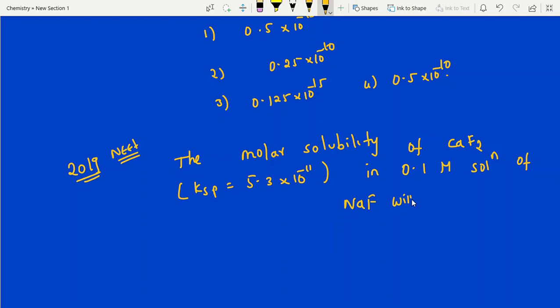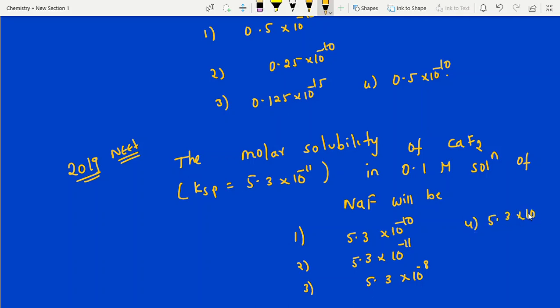If you add a common ion, what happens? Solubility definitely decreases. We have seen, no? So what is the answer? The options: 5.3 into 10 to the power of minus 10. Next, 5.3 into 10 to the power of minus 11. Then 5.3 into 10 to the power of minus 8. And the fourth one is 5.3 into 10 to the power of minus 9. So what is our answer? Almost all are the same, just slight variations. Just check this one. Try yourself. If you're not getting it, in the next video I am going to give the solution, students.